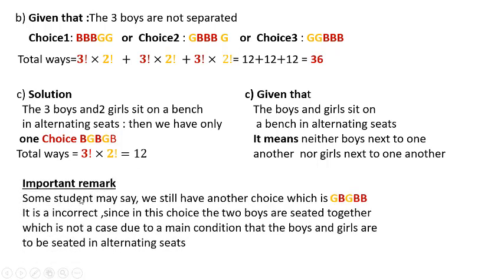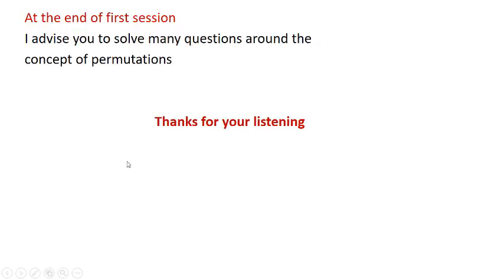Important remark: some students may say we still have another choice, which is girl, boy, boy. No, it is incorrect, since in this choice these two boys are not separated, are seated together, okay? Which is not a case due to a main condition that the boys and the girls are to be seated in alternating seats. At the end of the first session, I advise you to solve many questions around the concepts of permutations. Thanks for your listening.